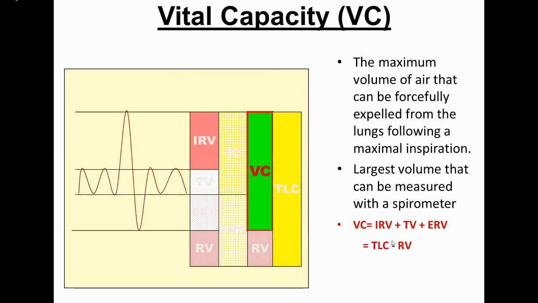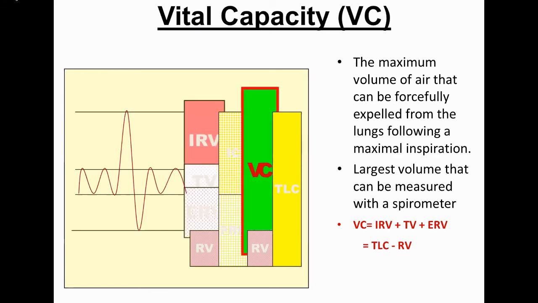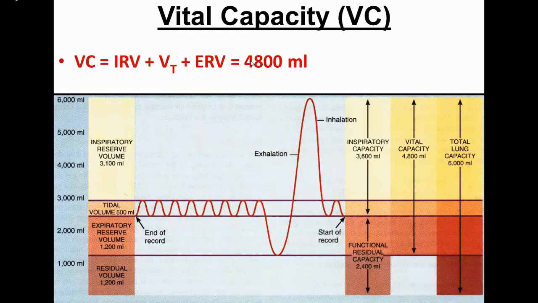So the vital capacity comprises the inspiratory reserve volume, the tidal volume, and the expiratory reserve volume. Or we can even subtract the residual volume from the total lung capacity. By this way also, we can assess the vital capacity. The normal vital capacity is, the parameter for it is 48,000 milliliters.